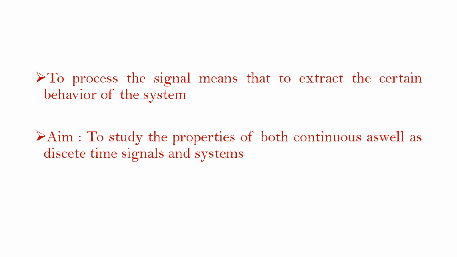To process the signal means to extract certain behavior of the system. What is the aim of signals and systems? To study the properties of both continuous as well as discrete time signals and systems.